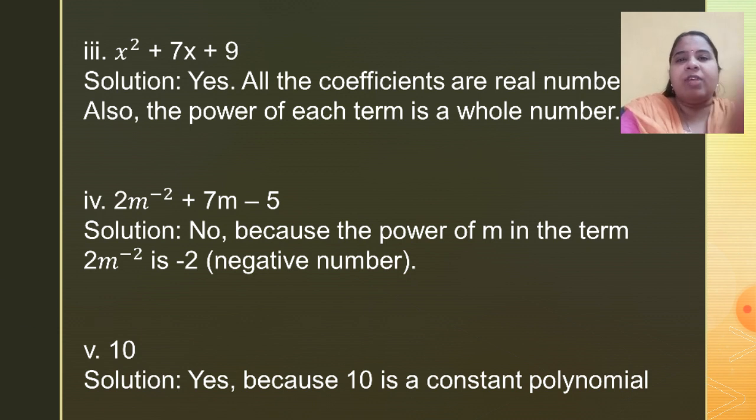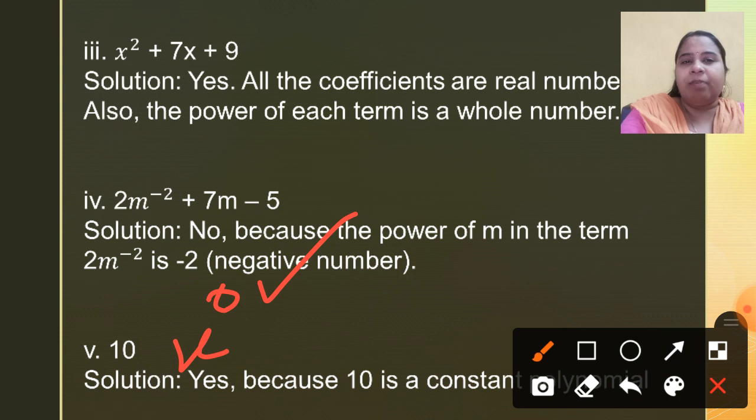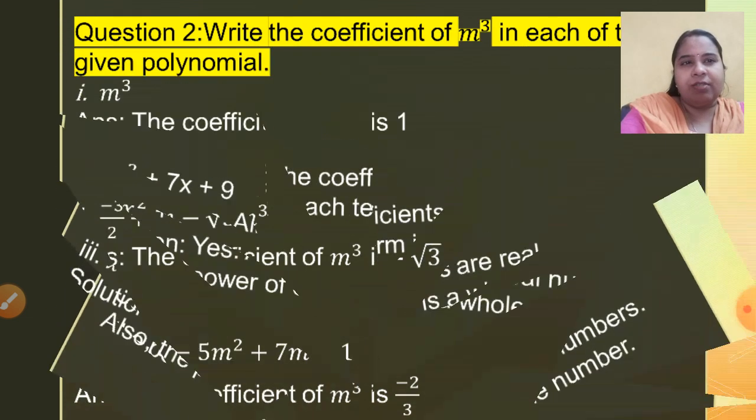See the last one, it's 10. 10 can be written as x raised to 0, I have already explained to you. And this 0 is nothing but a whole number. So all constant numbers, whether it is 10, 12, 15, 14, any number, is always a polynomial. Yes, because 10 is a constant polynomial. This reason also you can write. I hope all these sums where you have to find out whether it is a polynomial or not and justify are understood. Yes, so write it fast.